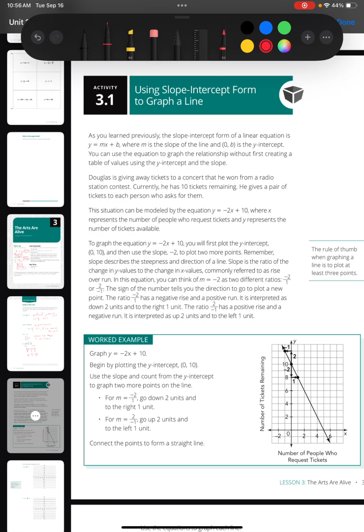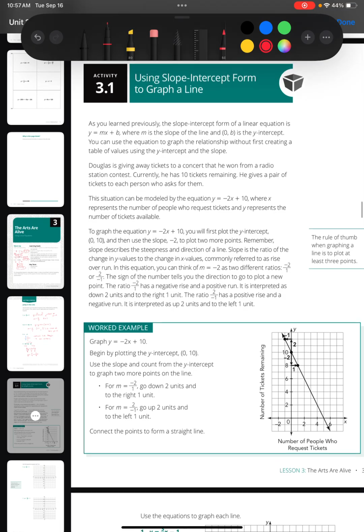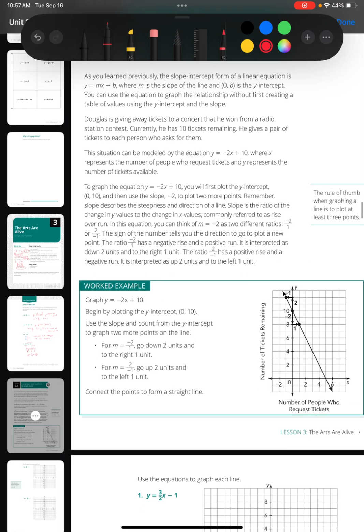Currently he has 10 tickets and he gives a pair of tickets to each person who asks for them. So his slope, as he gives tickets away, is going to be a negative slope. He's giving 2 to each person, so I've got a slope of -2 to each person. To graph that equation, we have y equals -2x plus 10.